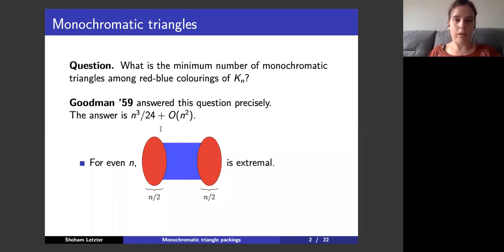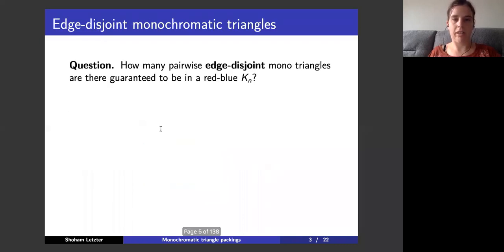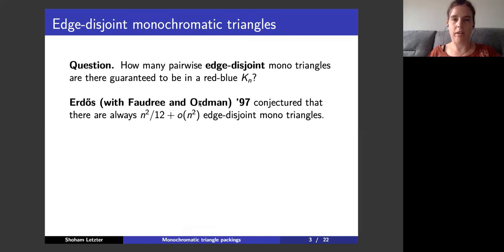What we're really interested in this talk is a variant of this question. Instead of looking for a large number of monochromatic triangles, I want a large collection of pairwise edge-disjoint triangles. Precisely, how many pairwise edge-disjoint monochromatic triangles am I guaranteed to find in any red-blue Kn? The conjecture of Erdős, with Faudree and Ordman, says that there should always be at least about n squared over 12 such triangles.